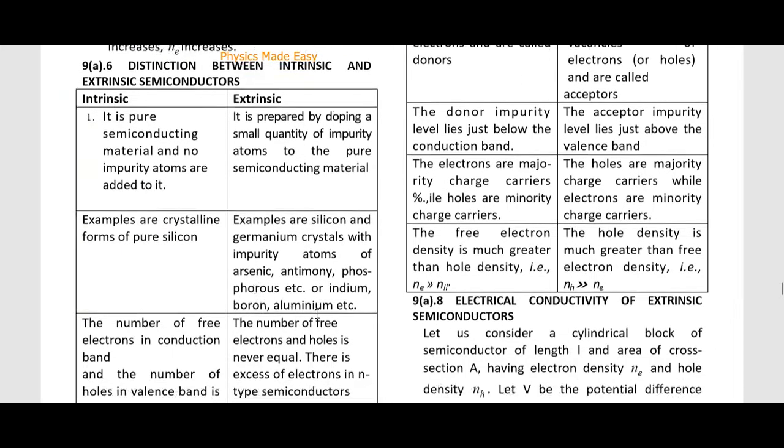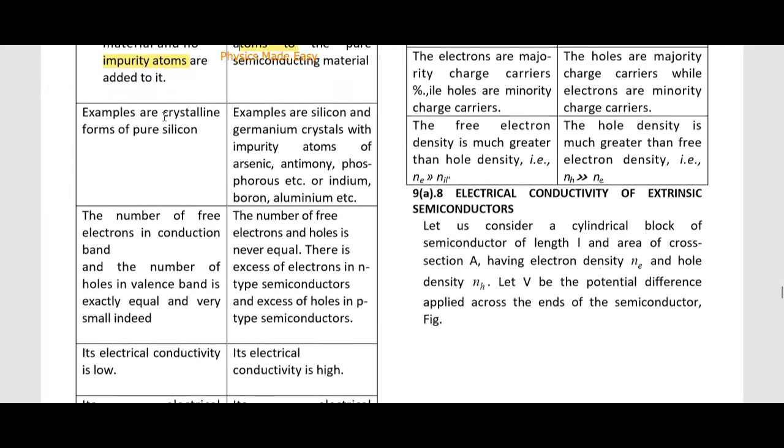Distinction between intrinsic and extrinsic semiconductors. An intrinsic semiconductor is a pure semiconducting material and no impurity atoms are added. An extrinsic semiconductor is impure; impurity atoms are added here. Examples of intrinsic are crystalline pure silicon and germanium crystal. Extrinsic are P-type and N-type. If trivalent impurity is added, then you get P-type. If pentavalent impurity is added, then you get N-type.